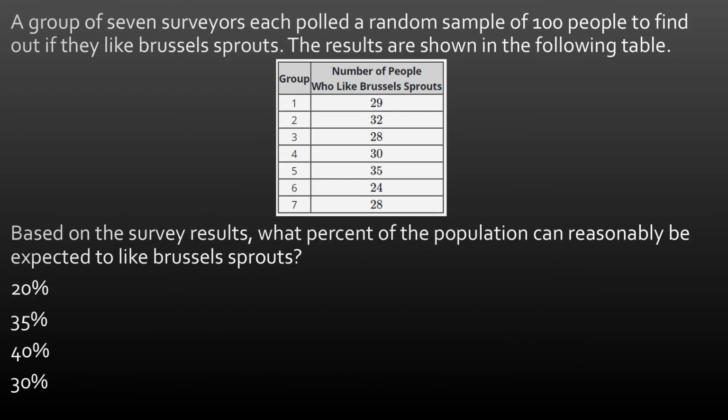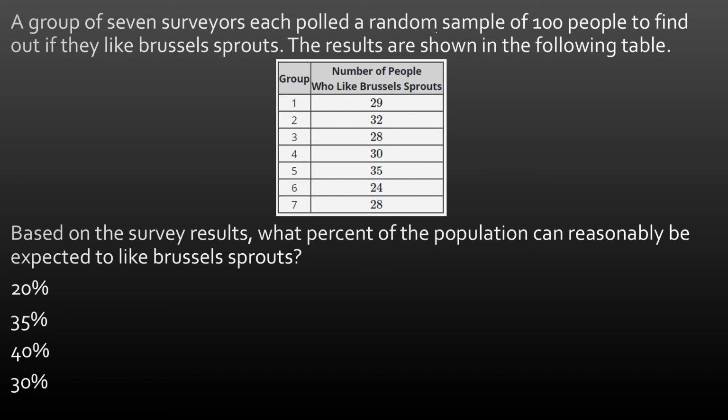Our next question says that a group of 7 surveyors each polled a random sample of 100 people to find out if they like Brussels sprouts. The results are shown in the following table. Based on the results of the survey, what percent of the population can we reasonably expect to like Brussels sprouts? Okay, so this table's a bit weird. Let me break this table down a little bit.